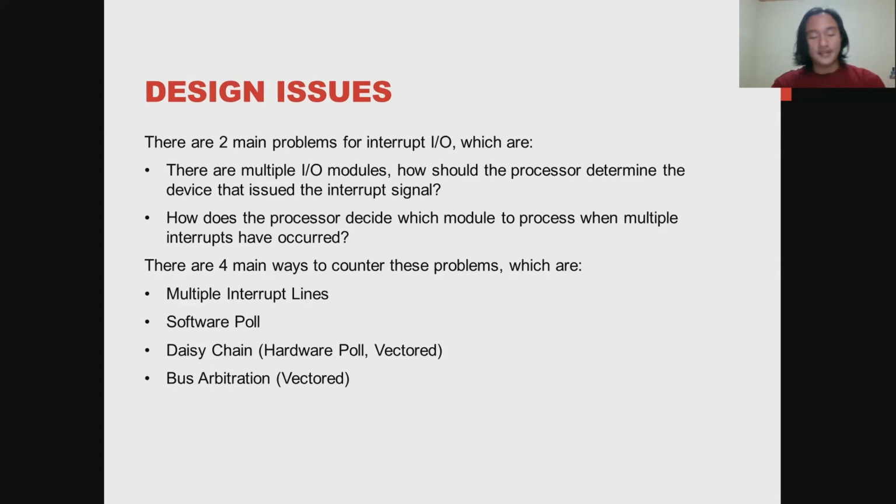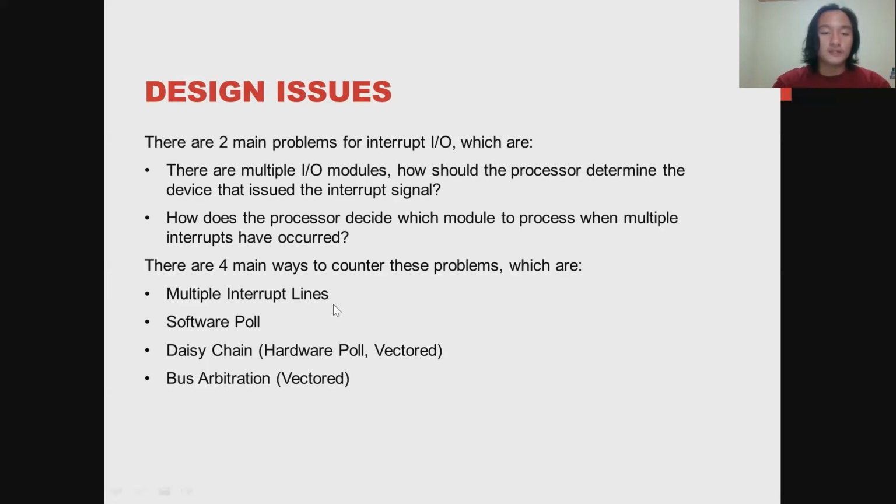The bus arbitration. The last method, which also utilizes vectored interrupts, is bus arbitration. This method involves the input-output module gaining control over the bus before requesting the interrupt. This is limited to only one module at a time. The processor sends an acknowledge signal whenever it detects an interrupt. The requesting module then places its vector on the data lines.